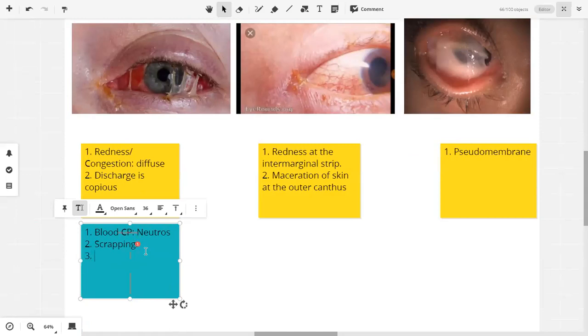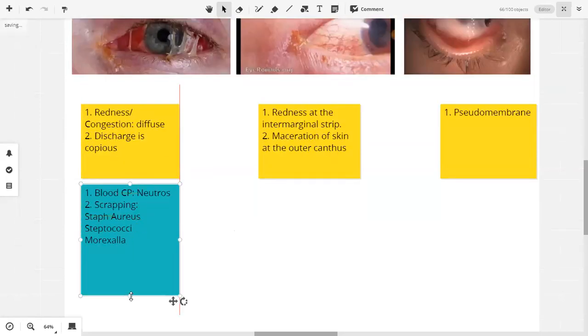Random guesses. कुछ भी बोल दो. Anyone? Staph aureus. Staph aureus. Or Streptococcus. Streptococci. That's good. Streptococci. Or Moraxella. Moraxella is a very important organism. So if we draw the list, we can list almost all of the microorganisms which can cause bacterial conjunctivitis, right?